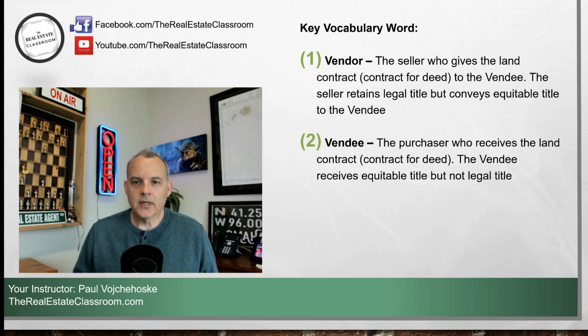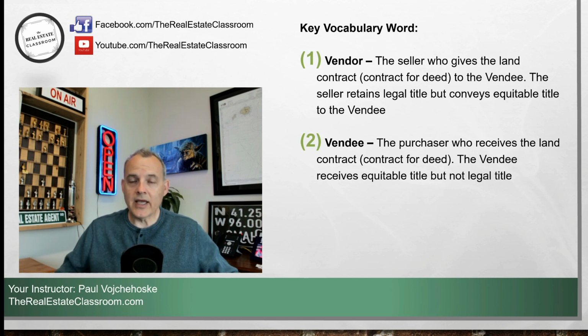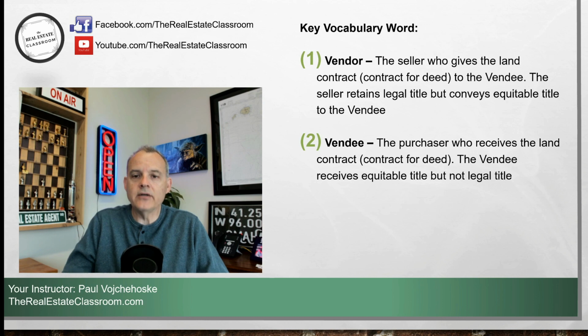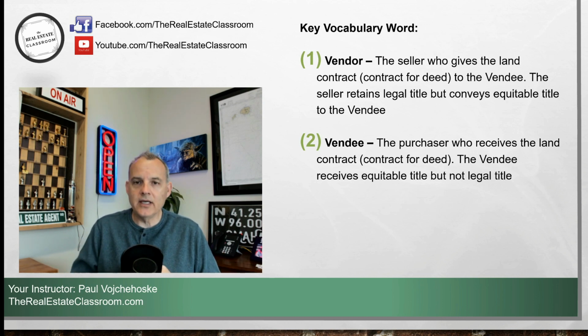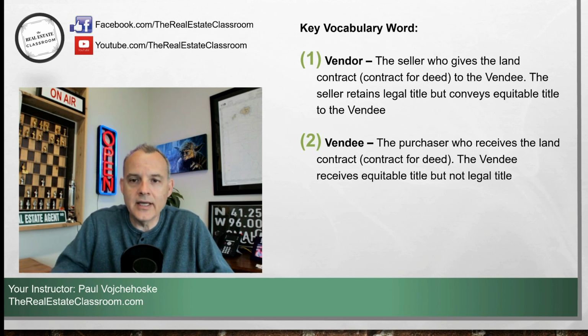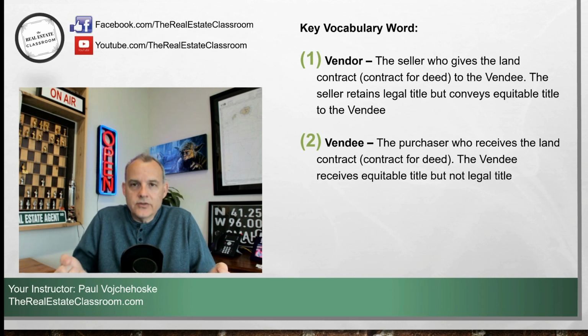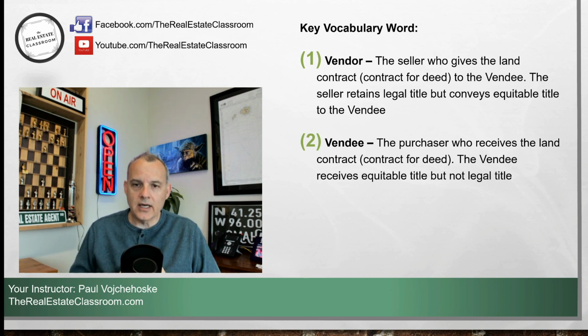But the owner agrees to the seller financing instrument. And what happens is they're going to sign the contract. They are the vendor. They are giving the land contract to the vendee, who is the purchaser. So the seller is the vendor. The purchaser is the vendee. The vendor is giving the land contract. The vendee is receiving the land contract.